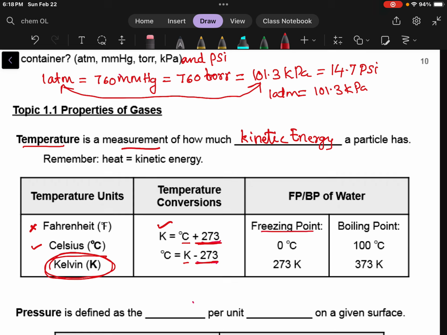So for example, the freezing point of water is 0 degrees Celsius. When you add 273, you will get 273 Kelvin. The boiling point of water is 100 degrees Celsius. When you add 273, that will be 373 Kelvin.